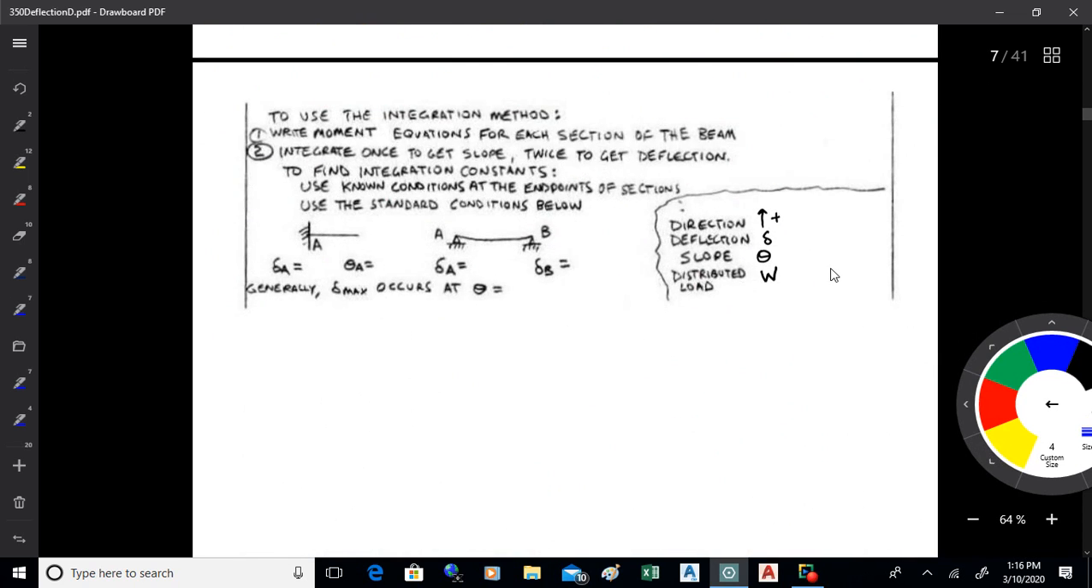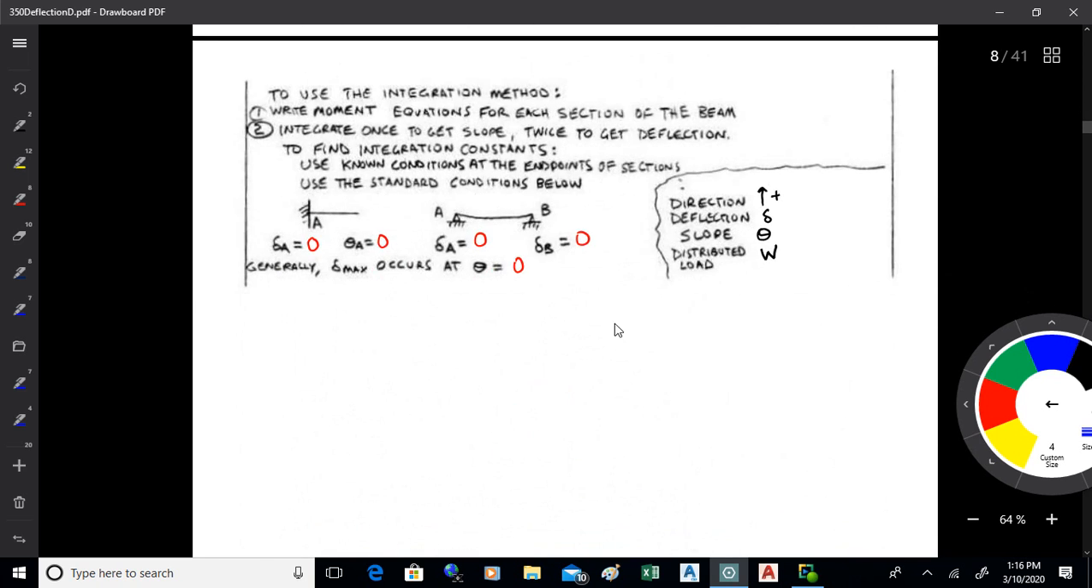Now to use the integration method, you write moment equations, integrate once to get slope, second time to get deflection. There are places where we have constants of integration that we can use. So if you have a cantilever, both the deformation and the slope at the support are 0. If you have a simply supported beam, the deformation at the supports are 0. Generally, delta max occurs when the slope is 0. That's that basic rule you learn in differential calculus, that the derivative is 0 at a maximum.